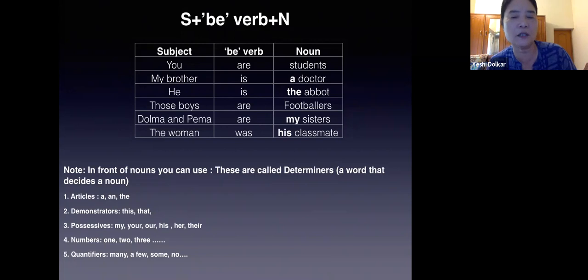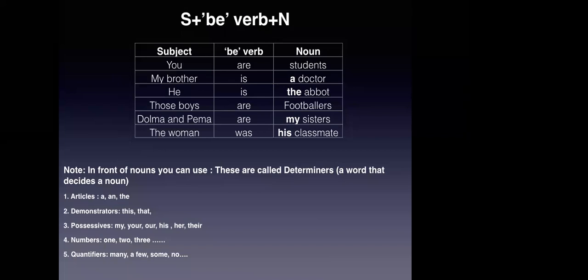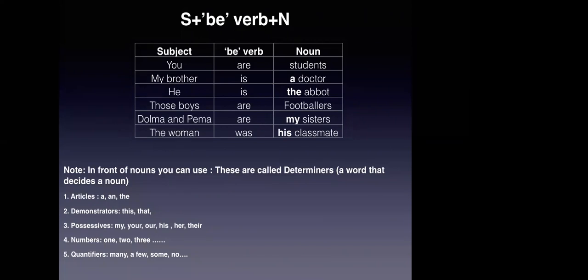He is a tall boy. Boy, a cute boy. All right. So now he is the abbot. Those boys are footballers. Why? Because it's plural. Plural. Okay.